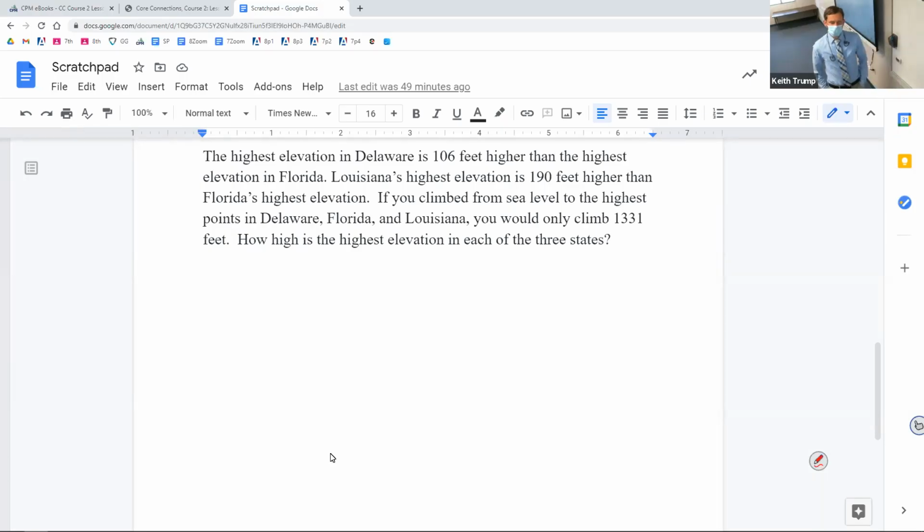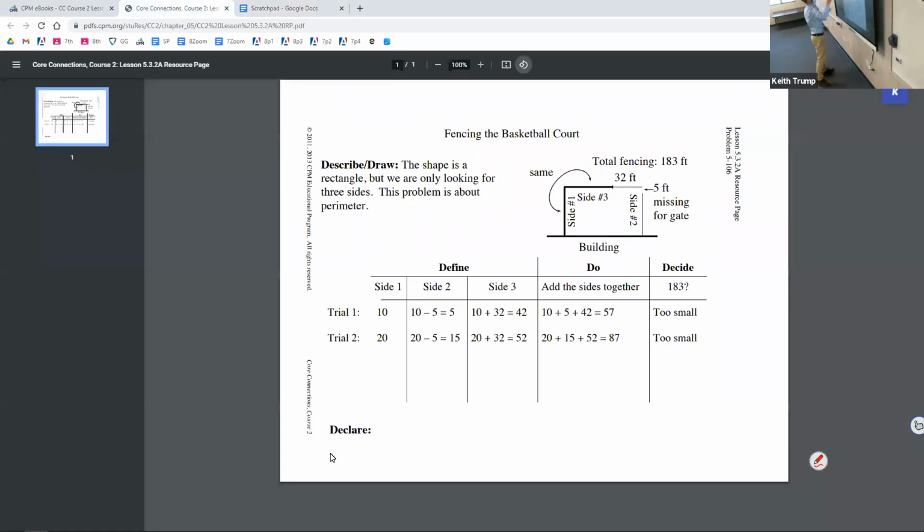In this video, we are going to talk about how to use CPM's 5D process in order to solve a word problem that has to do with algebra. The CPM 5D process is something that really is covered in chapter 5, and it looks something like this. There's the describe, draw, there is the define, the do, the decide, the declare. We're not going to use really all of these steps, but the principle, the philosophy behind the 5D process is what we want to use for these word problems.